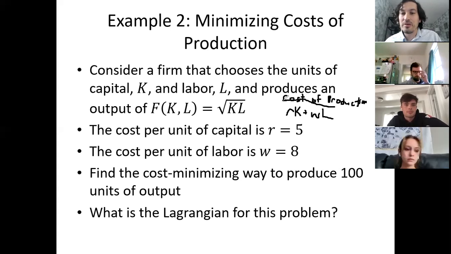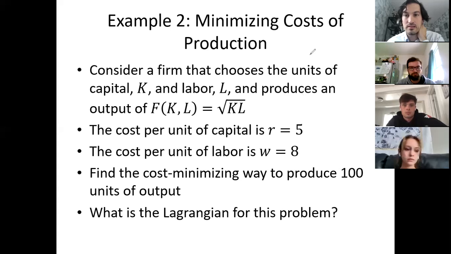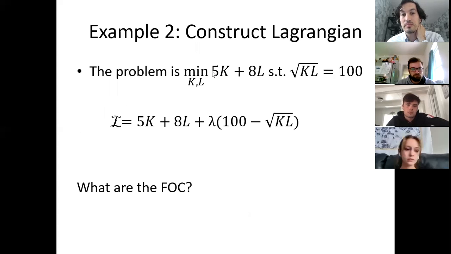Given that theory, it's always just RK plus WL. And R happened to be 5, W happened to be 8. And that's where we got the Lagrangian, this objective function here. The thing that we're trying to minimize is RK plus WL.